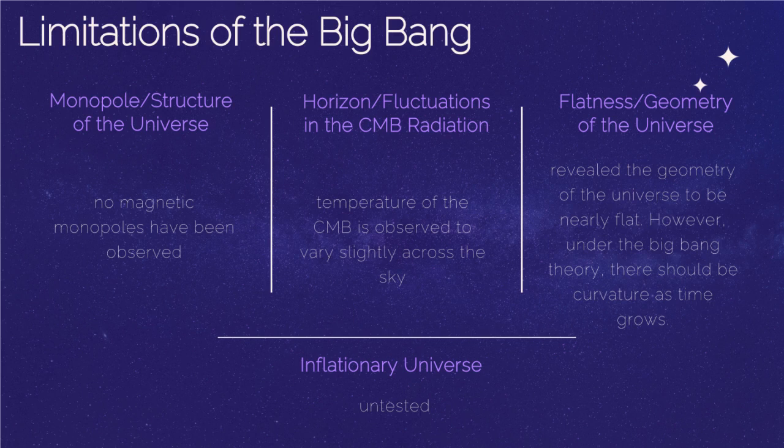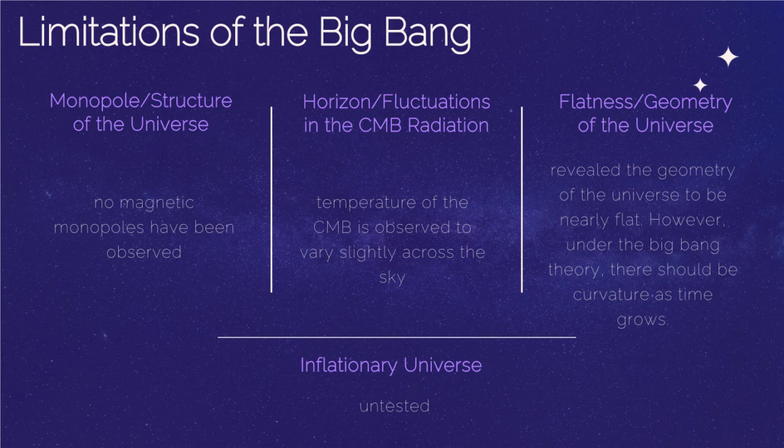Horizon fluctuations in the CMB radiation. The temperature of the CMB is observed to vary slightly across the sky. Based on the Big Bang expansion, distant regions of space in opposite directions of the sky are so far apart that they could never have been in causal contact with each other. However, the evidence showing the uniformity of cosmic microwave background temperature shows that these regions must have been in contact with each other in the past.